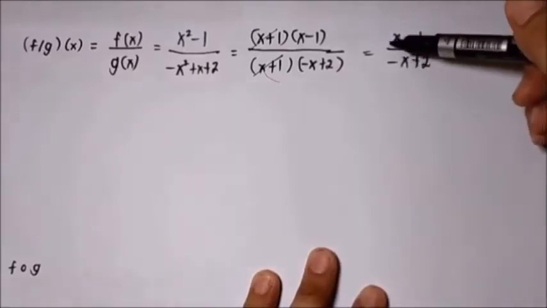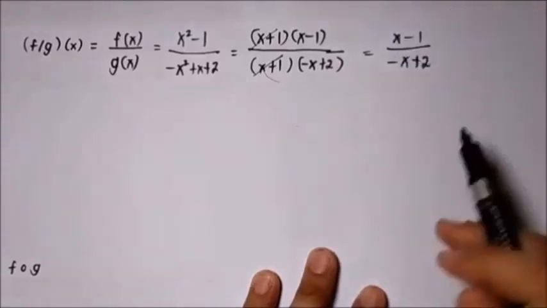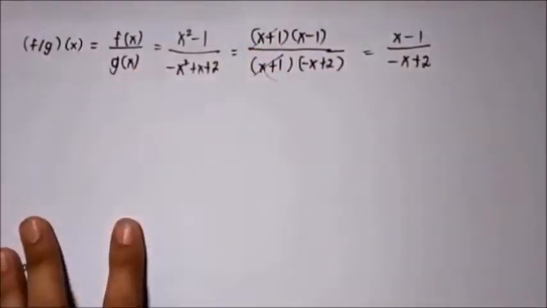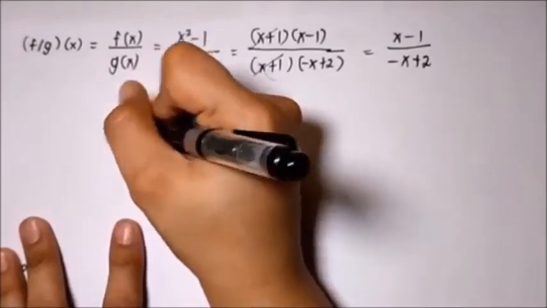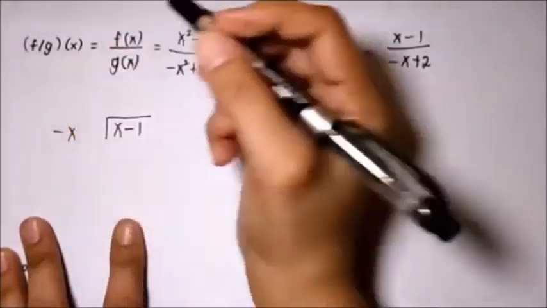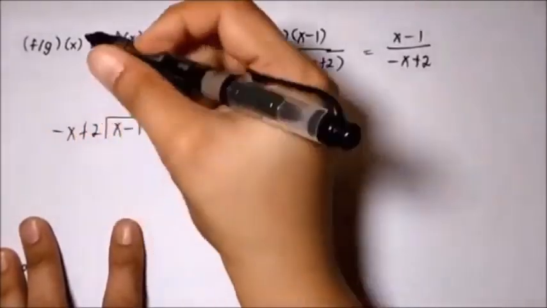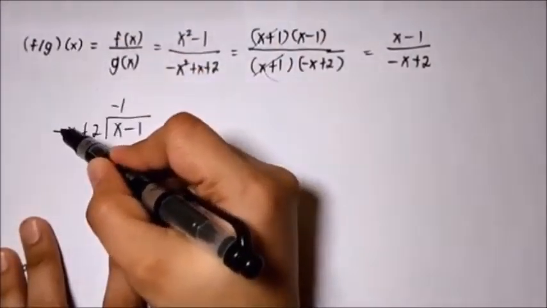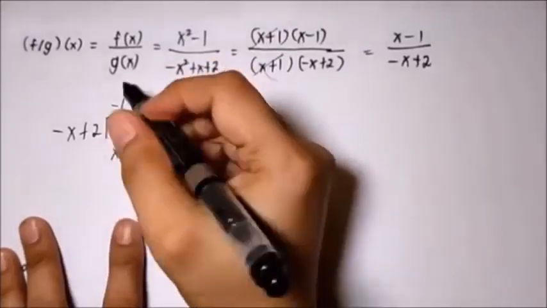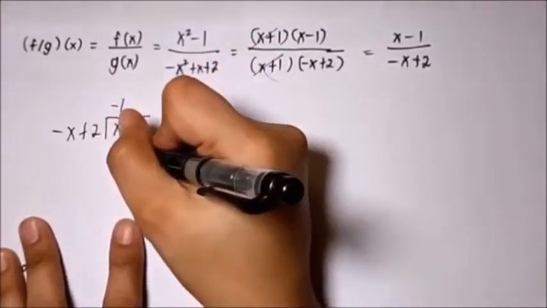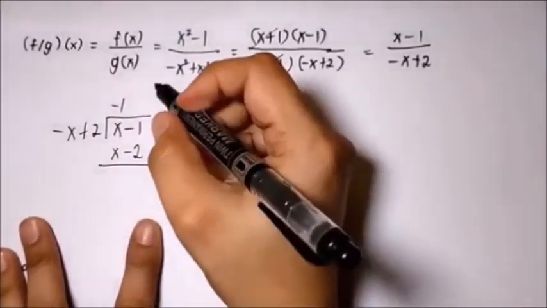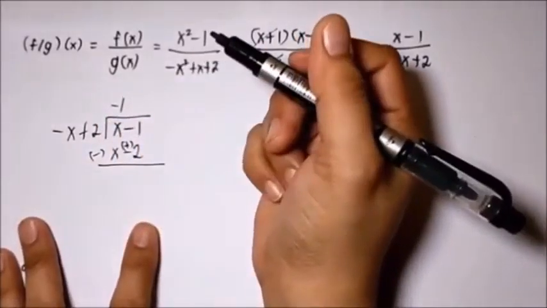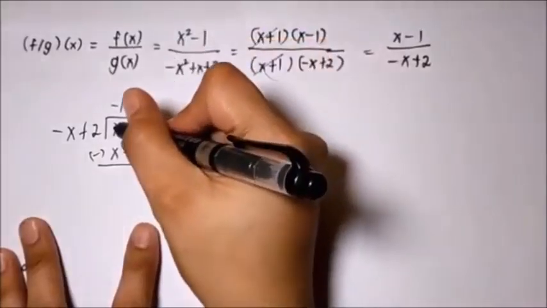But don't forget, this is still improper, so we can still divide that one. So let's divide that. What would be our value now? We have x minus 1 divided by negative x plus 2. So x divided by negative x is negative 1. So negative 1 times negative x is positive x. Negative 1 times 2, it's negative 2. And then perform subtraction. So this would become negative. This is negative. It would become positive. So what would be the value now?